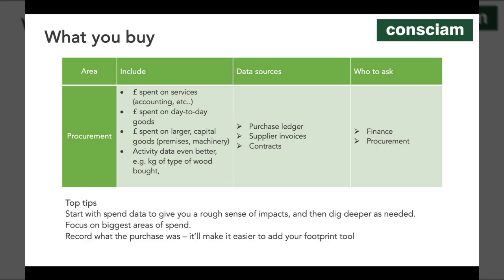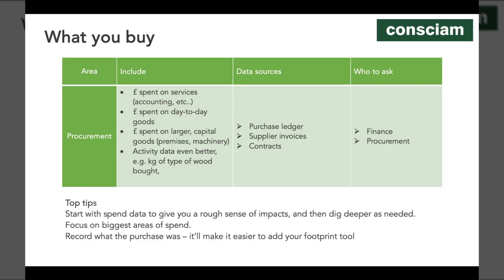So let's pick an example. Your purchase ledger shows that you're buying a lot of construction materials. So what we might do, if we think that's going to be a really big impact area, is look at that in a bit more detail. We might go and look at that construction, see, well, actually, there's an awful lot of wood in there, but we can get the kilograms of wood that we bought, and perhaps we even know what type of wood, whether it's a softwood or a hardwood. That information might come from supplier invoices or contracts or even talking directly with suppliers. But that would give you much more accurate data.